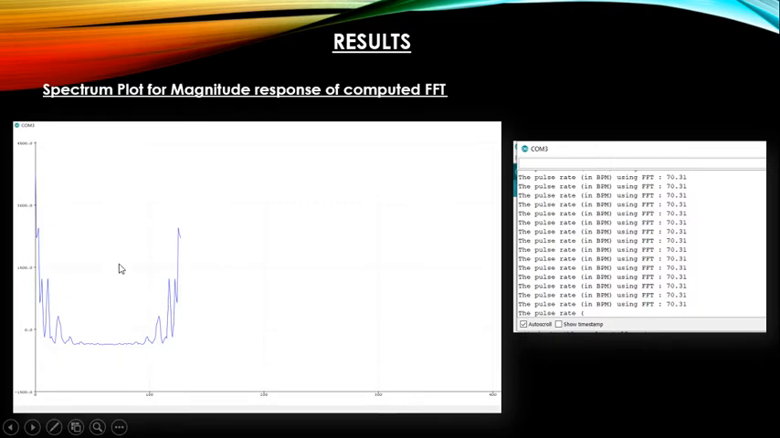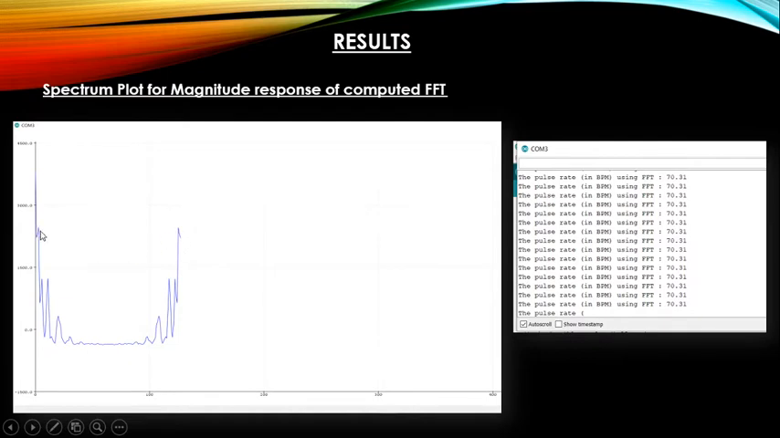So this is the spectrum magnitude, the magnitude response of the computed FFT, and here we can clearly see that the pulse rate using the FFT is 70.31, which has been calculated by us. This is the proper FFT spectrum plot for the magnitude response, and we see that there are two maxima, one over here and one over here.